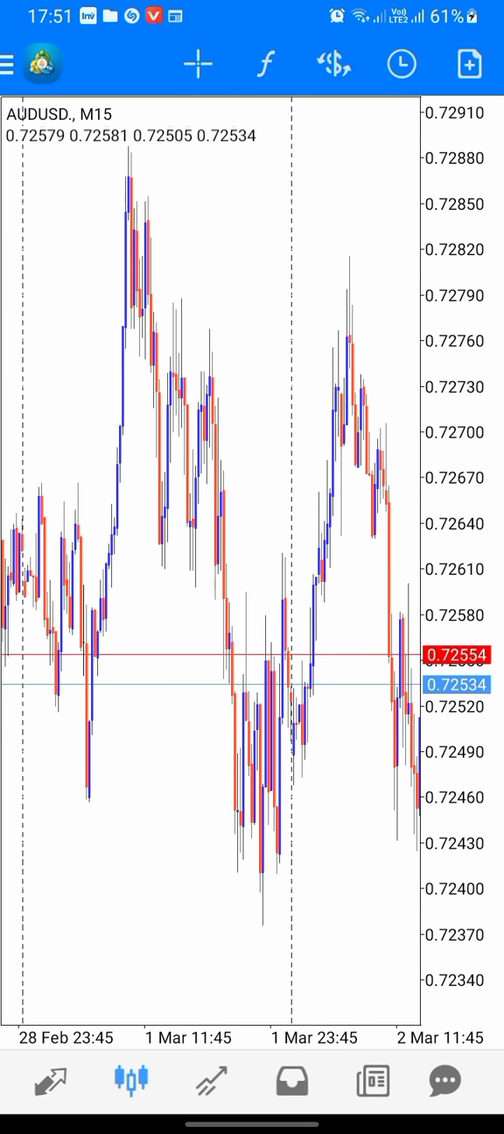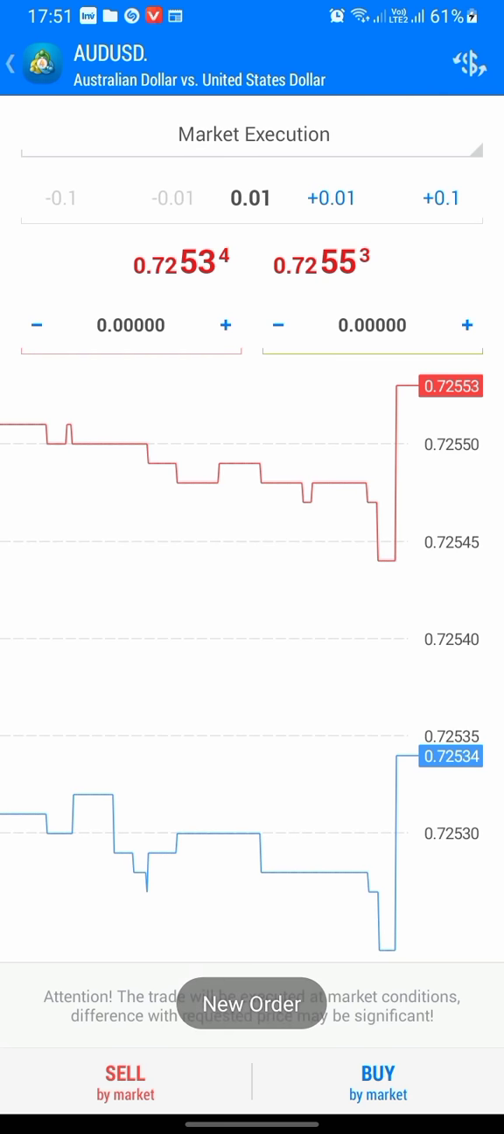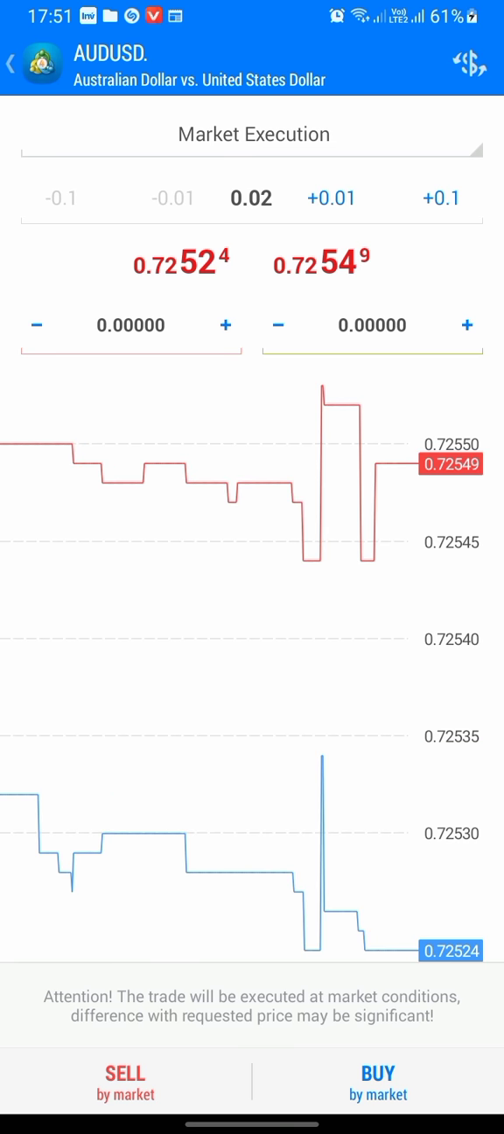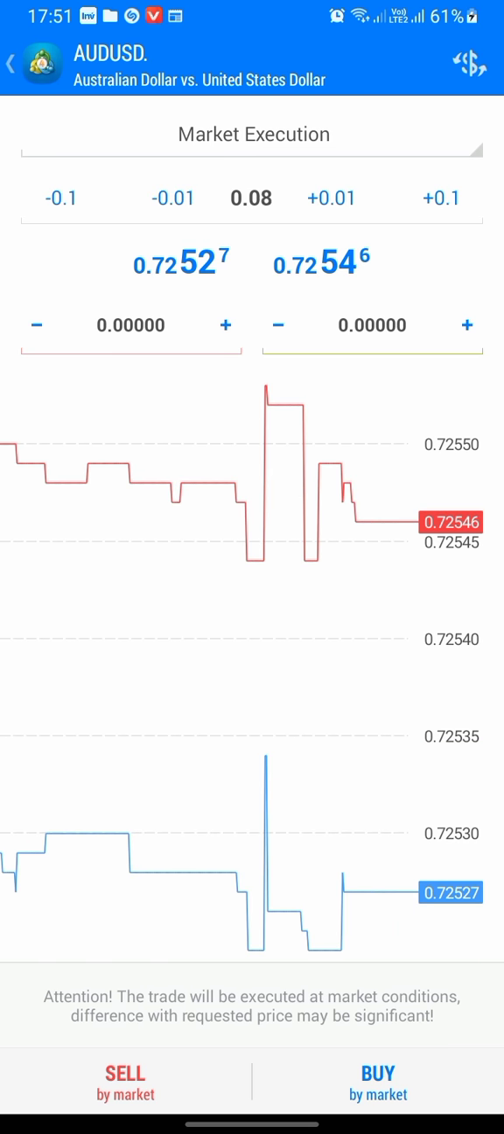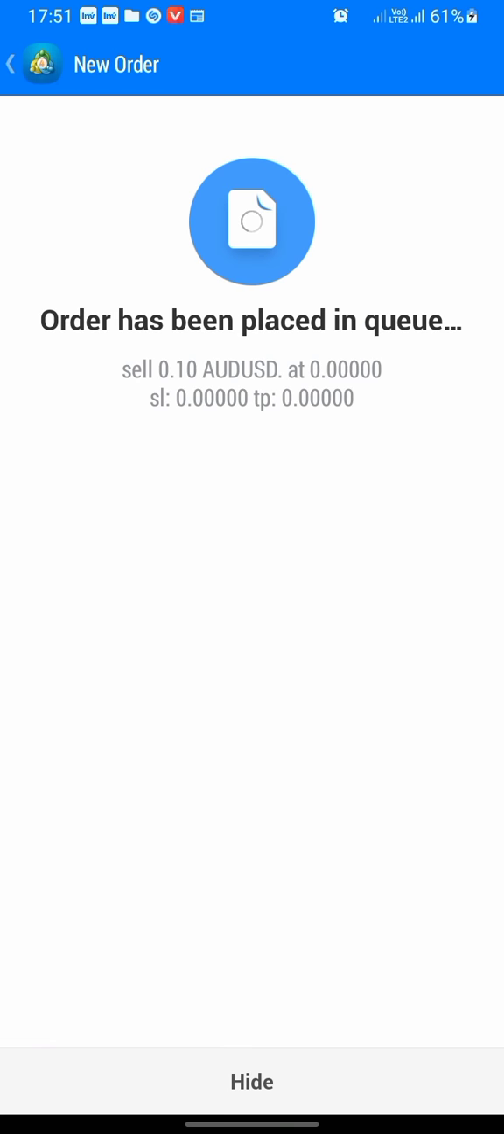What's supposed to happen is that you gotta know the direction. Let's say you think it's gonna sell. You're gonna just click it like that, and leave it on market execution. Increase your lot size or decrease it, choosing whichever lot size. Let's go with 0.10. Say it's gonna sell. You're gonna press the sell by market. Then you wait.